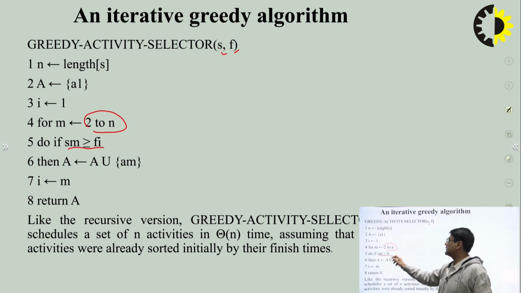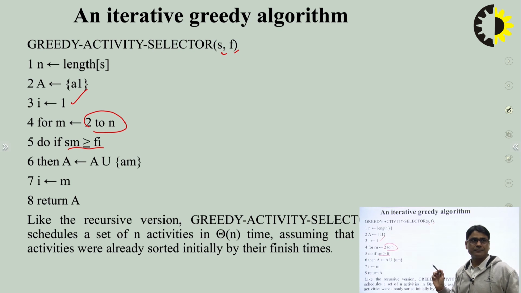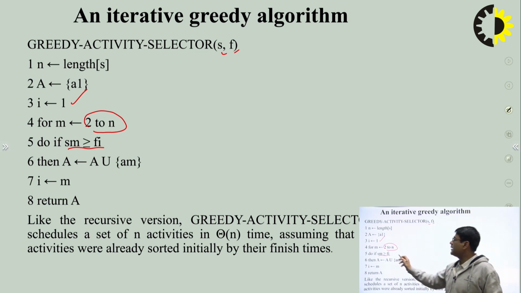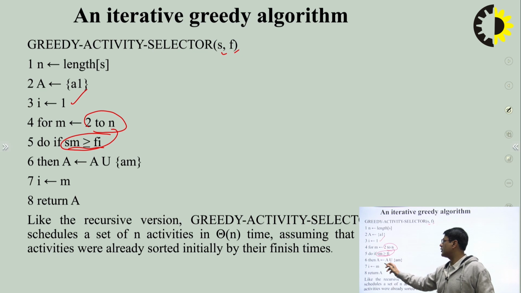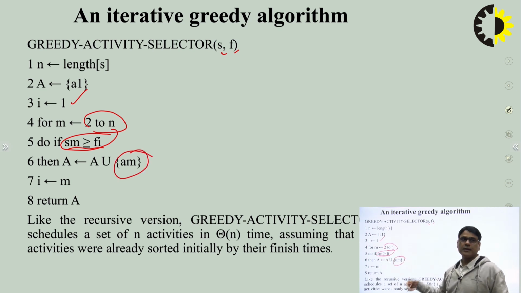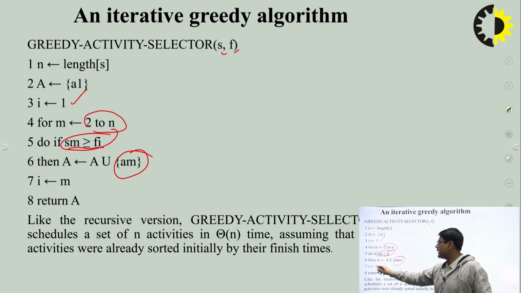Definitely you have to check the start time of what you have selected, that is m equals 2 initially, with i equals 1. So for the second item you have to check, and that is the criteria: the start time of the second item should be greater than or equal to the finish time of the first item, that is i equals 1. If that criteria is fulfilled, you just add that item to the collection. So A1 and Am. Then i equals m again, return A.